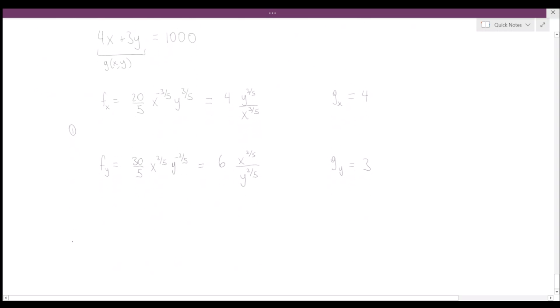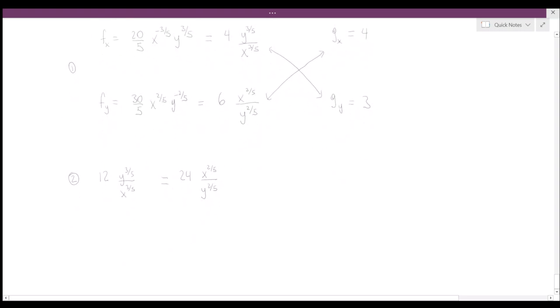So once we get all the first order partial derivatives, remember for the next part, we're going to sort of cross multiply and then set them equal to each other. So when I multiply fx with gy, I'm going to get a total of 12. And then we have y to the 3/5 over x to the 3/5. Likewise, we're going to cross multiply here, so it's going to be 24. And then you're going to get x to the 2/5 over y to the 2/5.